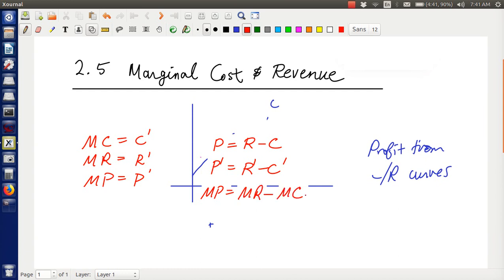Okay, so you can take the derivative in economics by putting a prime on or putting an M in front. You're just going to read it marginal cost, marginal revenue, marginal profit, and you only do that for the first derivative. You don't do like MMP or anything like that.